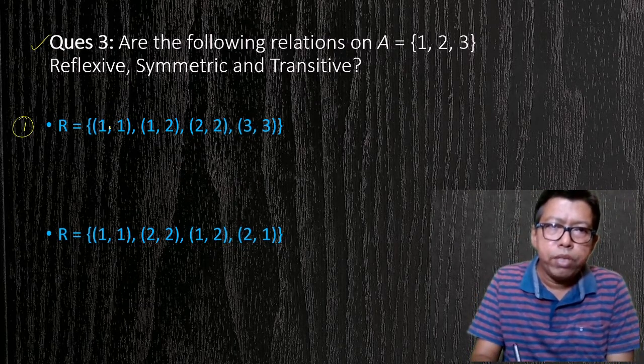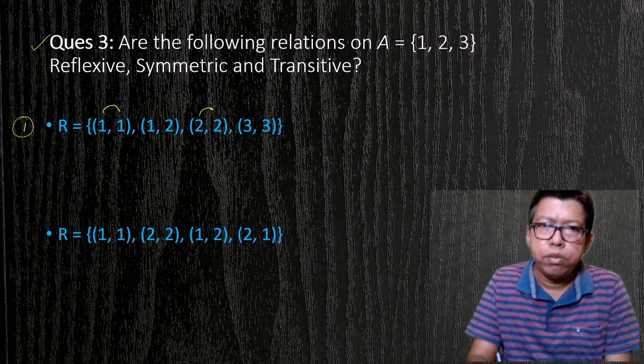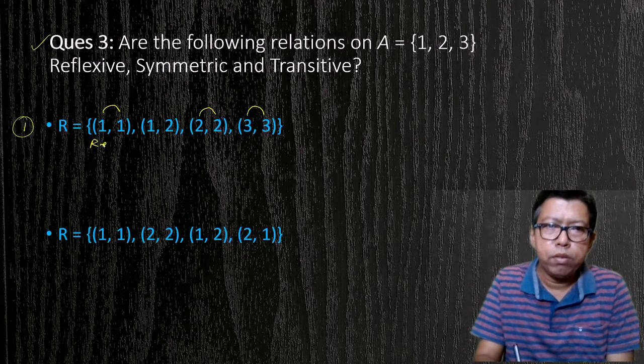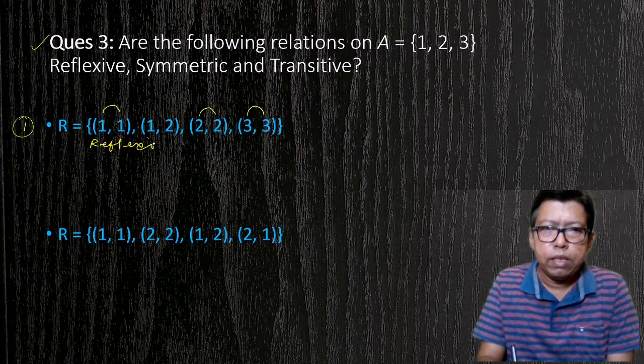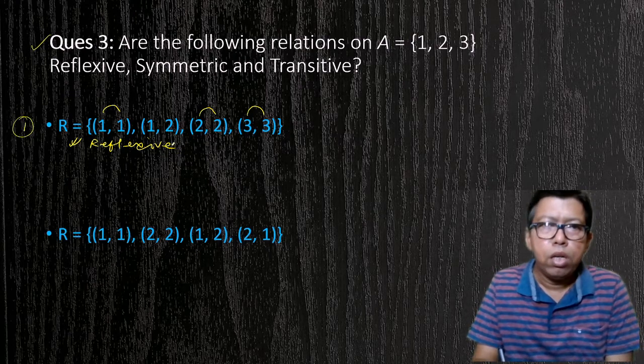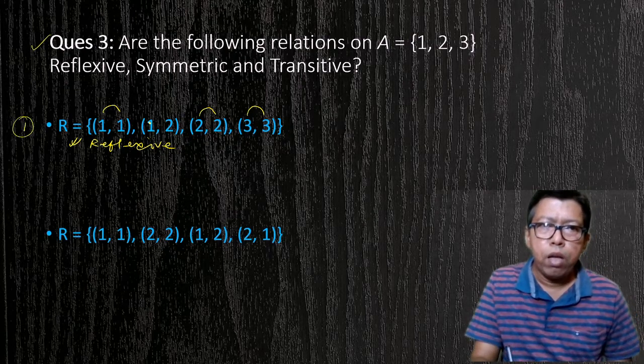1 is related with 1, okay, fine. 2 is related with 2, that is also fine. 3 is related with 3, and that means this is reflexive. The relation is reflexive. Next, check for the symmetric relation.